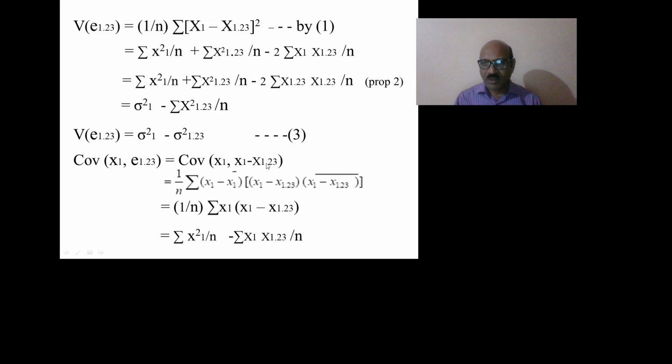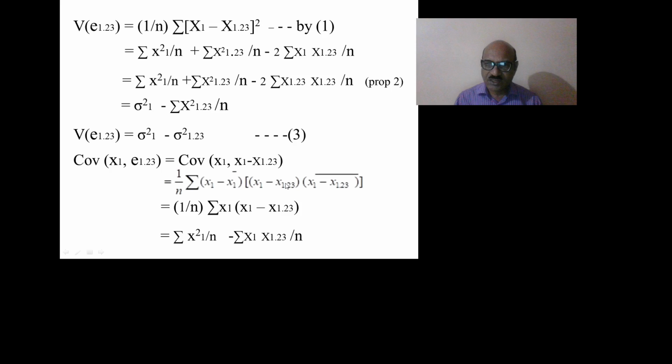Suppose covariance of x and y, (x, y), means what? It is (x minus x bar)(y minus y bar) divided by n. So x minus x bar means x1 minus x1 bar, into this complete expression minus its mean. But this x1 bar and x1.23 bar are 0, therefore this bar term will vanish, and x1 bar is also 0, therefore this term also vanishes.